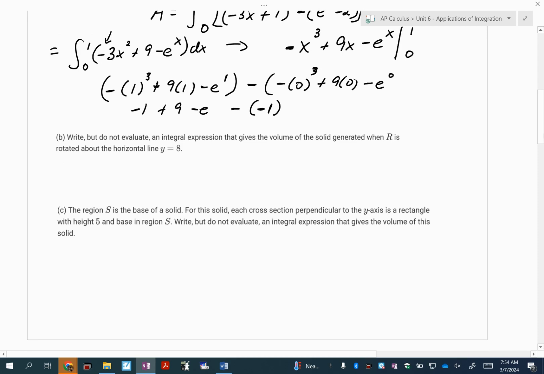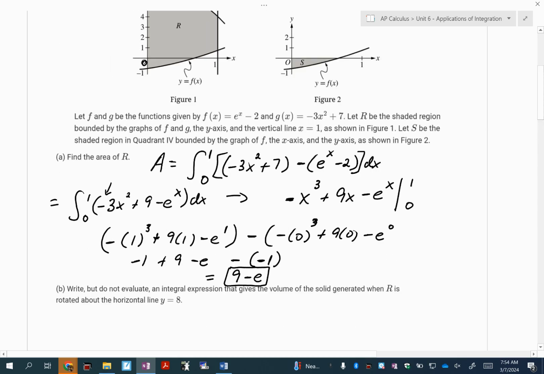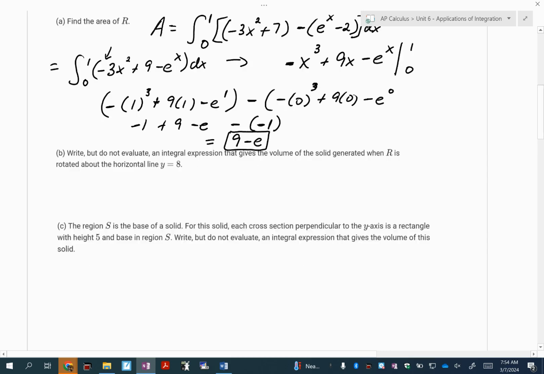And subtracting a negative 1 is actually going to be adding 1. So negative 1 plus 9 is 8. 8 plus 1 is 9. So you could write this as 9 minus e, or you could write it as the opposite of e plus 9. Either one of those would be correct for the area of the shaded region R. Okay, let's do letter B.